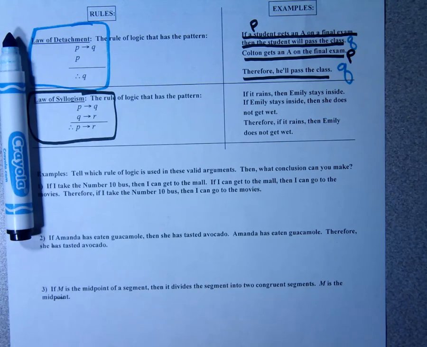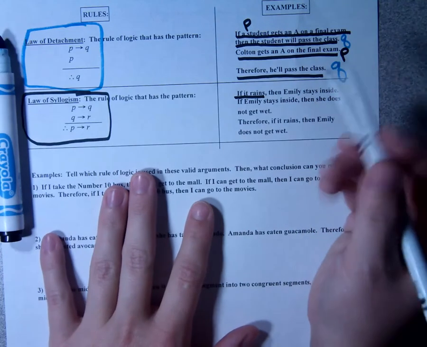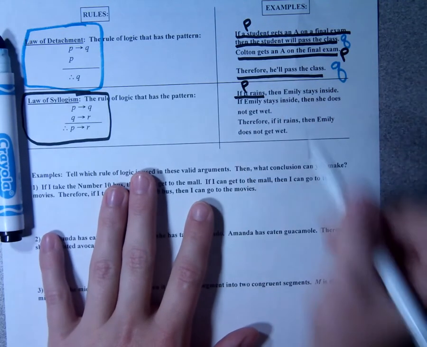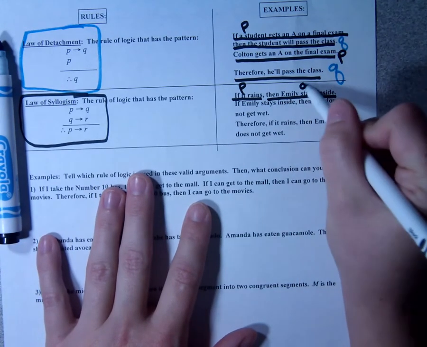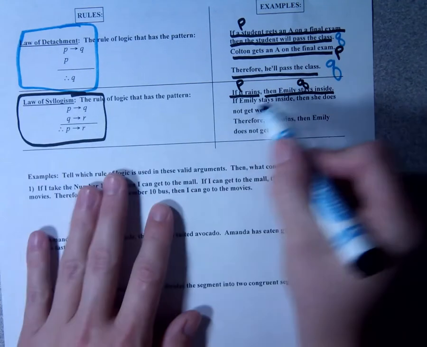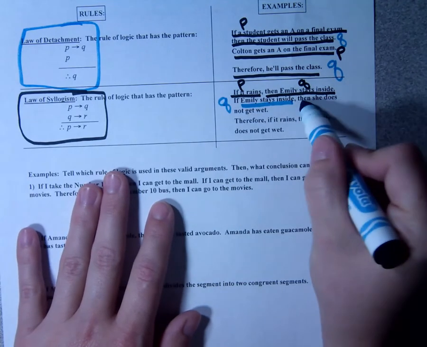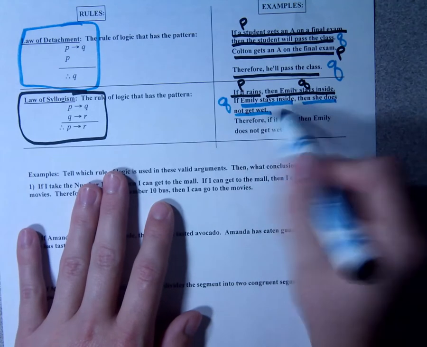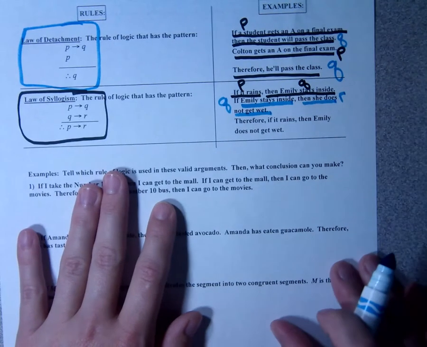P is still the if, Q is still the then. It's just if I have more than one then, I have to give it a different letter. So I want to show you the P, the Q, and the R in here. If it rains, what letter? P. P is the hypothesis. It's the if part. Then Emily stays inside. Q. Q is the then part, the conclusion. Okay? And then when it says she stays inside, which letter talked about her staying inside? Q. And then it says she does not get wet. That's another conclusion, but I have to give it a different letter than Q. So that's where the R comes in.